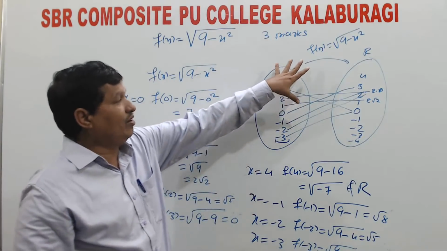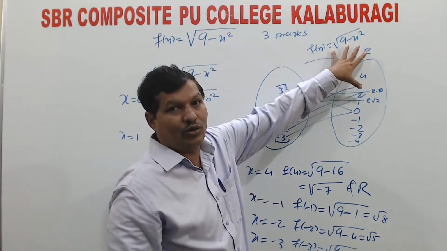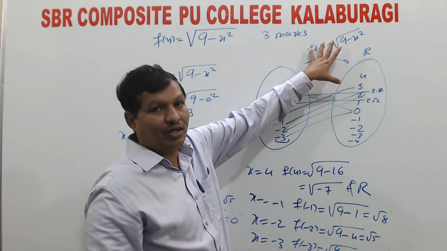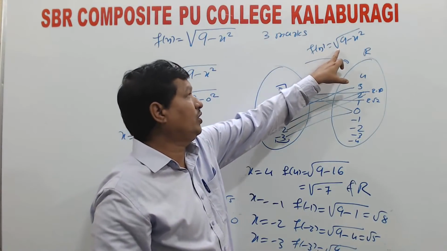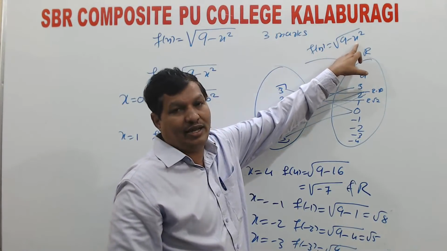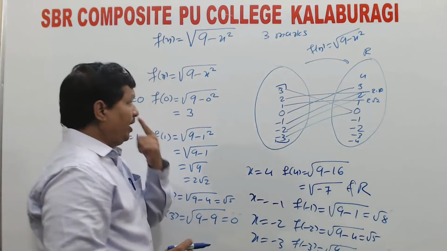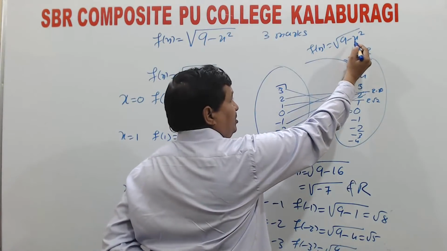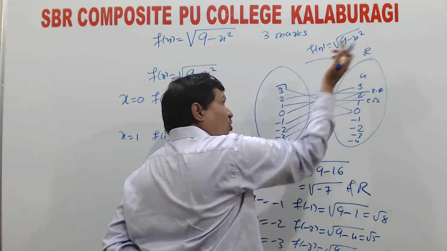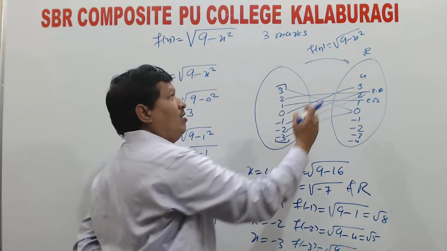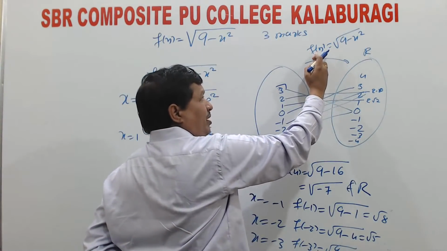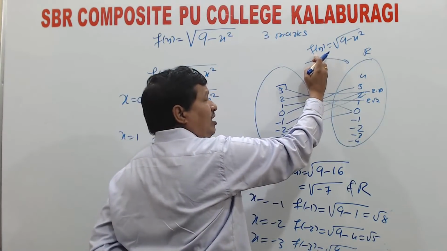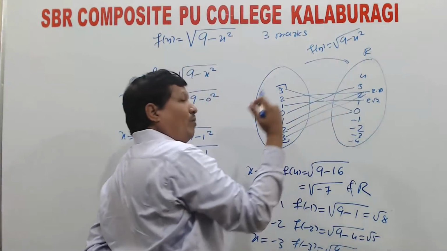But now in this example, f of x equal to root of 9 minus x square. This is the relation between the first set and the second set. It is a relation. What type of relation? f of x equal to root of 9 minus x square. See, how to find the domain? For how many values of x, f of x will exist. It means the values of x give the domain. For any value of x, f of x will exist or not. Those values of x give the domain.